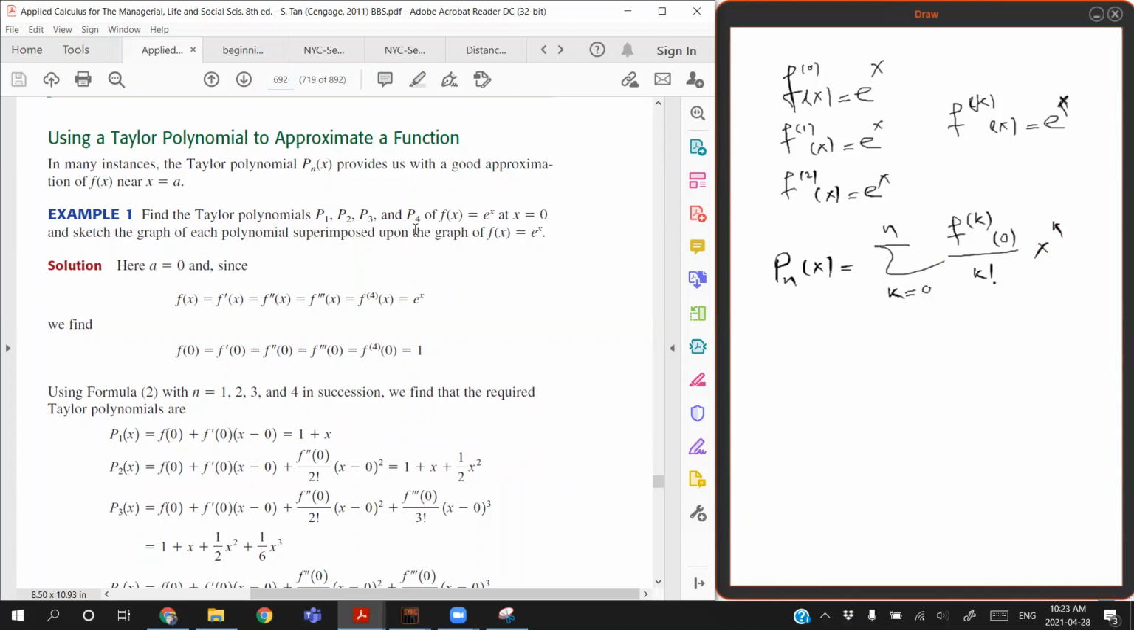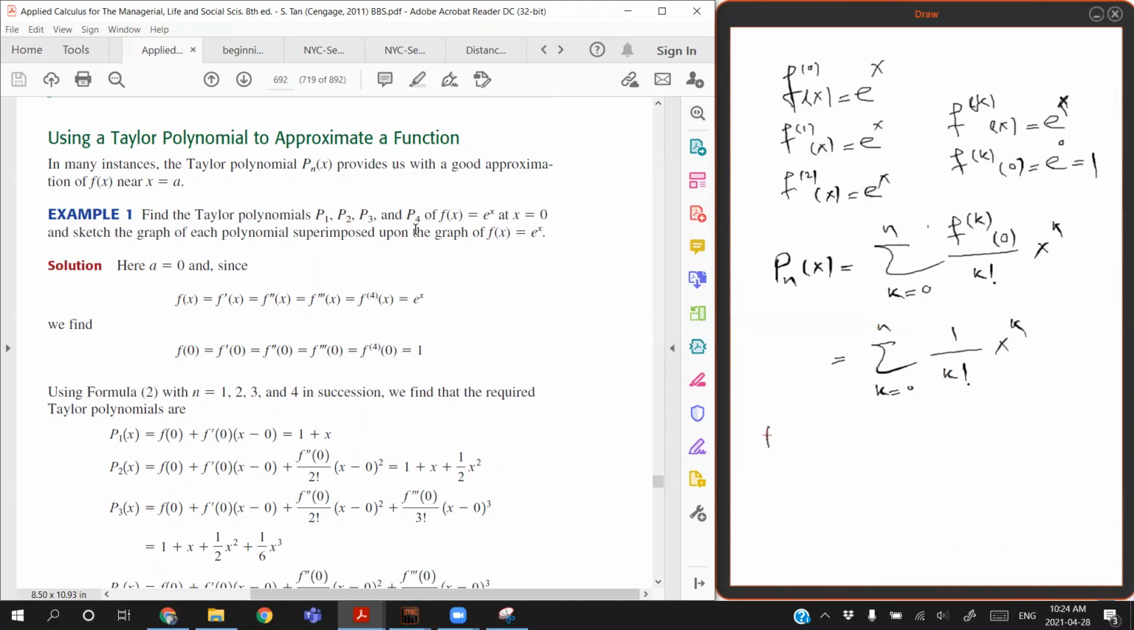Okay. So for this problem, I can see that all of these are going to be e to the power of 0. Because f^(k) of 0 is going to be e to the power of 0, which is going to be 1. So I can just replace this with 1 and I'm done. It's sigma k from 0 to n of 1 over k factorial x to the power of k.